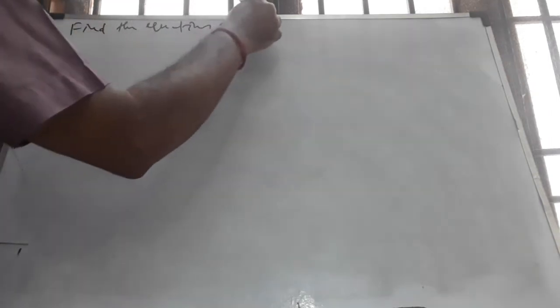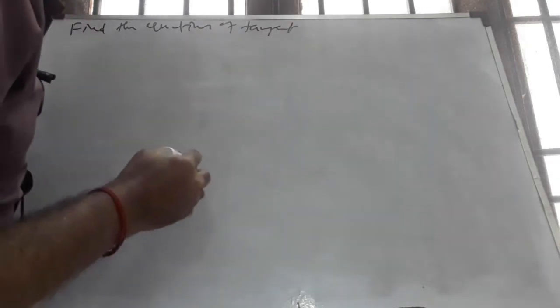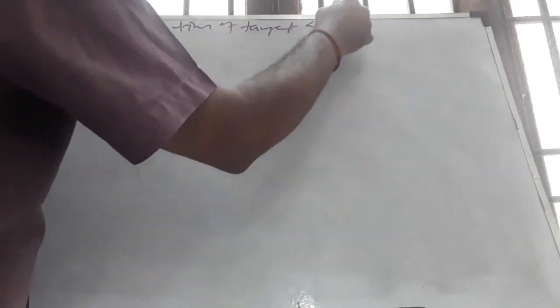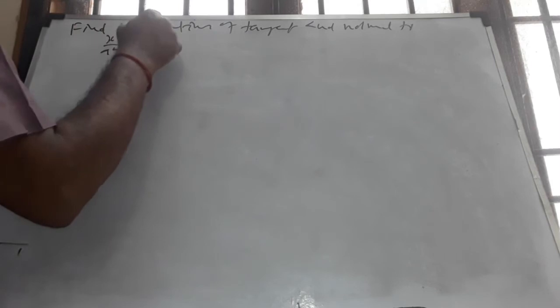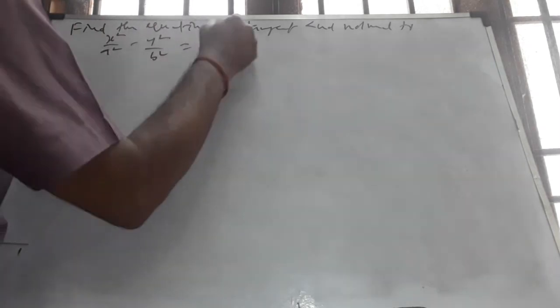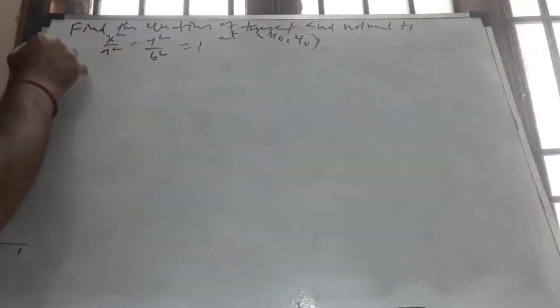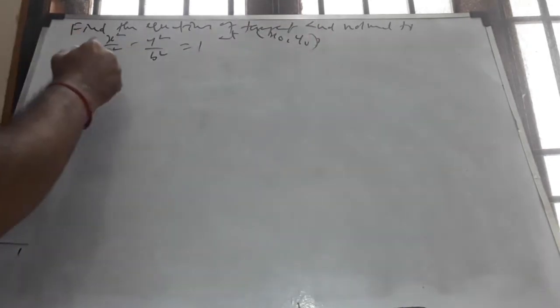Okay, next: find the equations of tangent and normal to x square by a square minus y square by b square equals 1 at (x naught, y naught). Answer, just listen carefully.